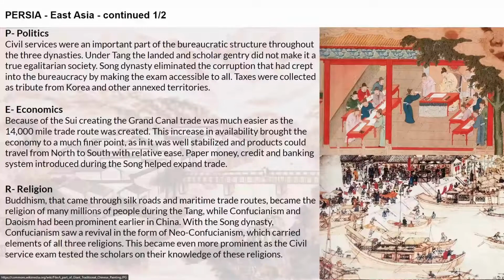R for religion. Buddhism came through the Silk Roads, like I just mentioned, and maritime trade routes, such as the Grand Canal, and became the religion of many millions of people during the Tang, while Confucianism and Daoism had been prominent earlier in China. With the Sung dynasty, Confucianism saw a revival in the form of Neo-Confucianism after Buddhism had finally slowed down significantly, which carried elements of all three religions, that being Buddhism, Daoism, and Confucianism. This became even more prominent as the civil service exam tested the scholars on their knowledge of those religions, and they had to think more in depth about it.